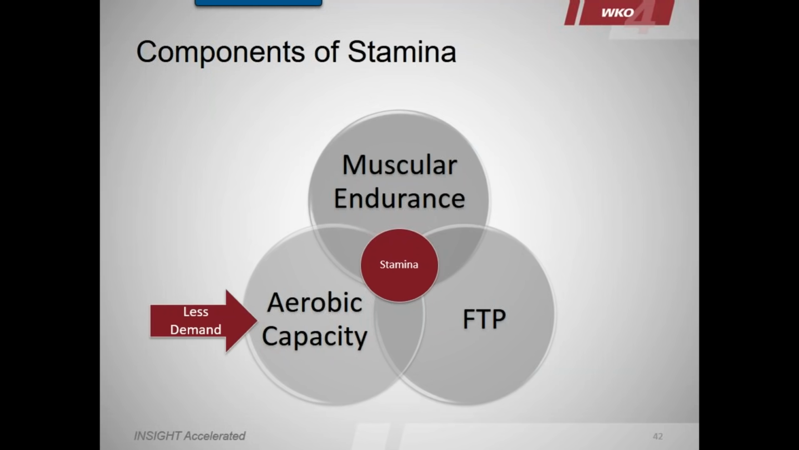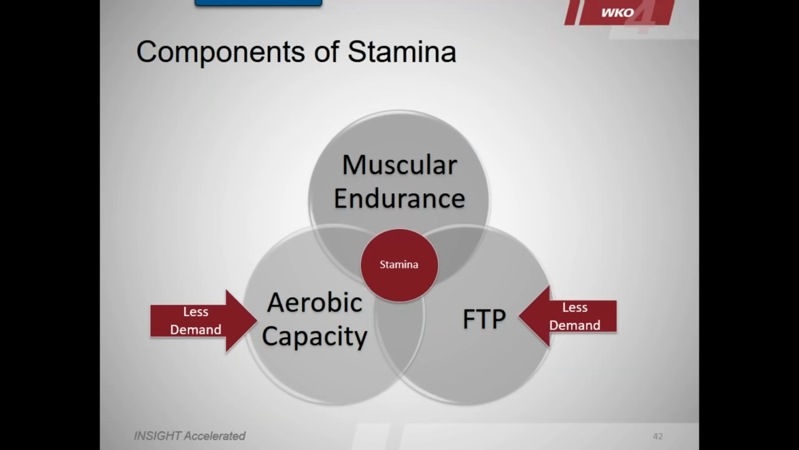So those three components work together. By building your aerobic capacity, you're making less demand after an hour. So if I can maintain 200 watts on a threshold of 300 on a VO2 max of 80, that's less demand than 200 watts on a VO2 max of 75 and a threshold of 250. And it's simply making the effort less demanding for maintaining power or pace.